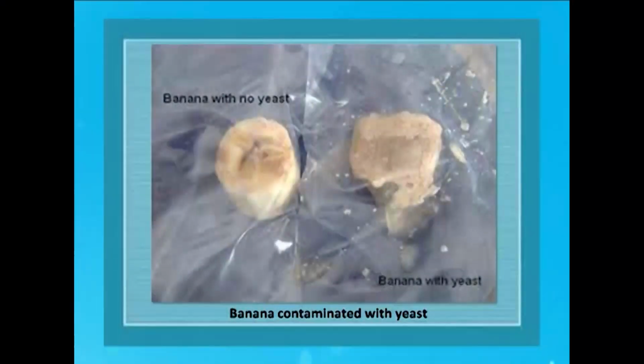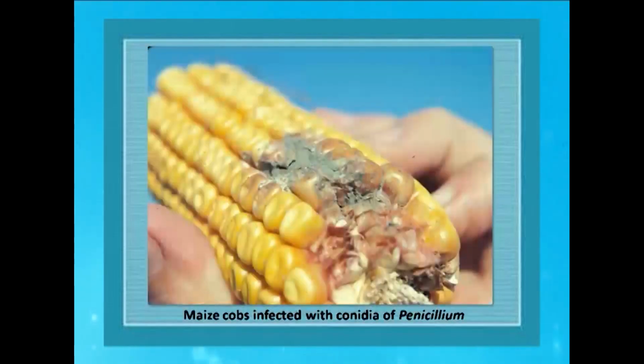Now banana normally is invaded by different species of yeast, and whenever we eat it, we always do consume this yeast, but because they are not that harmful, we don't face the problem. But when it comes to maize, this maize is contaminated with penicillium, and actually this particular disease is blue rot because the spores are blue in nature.